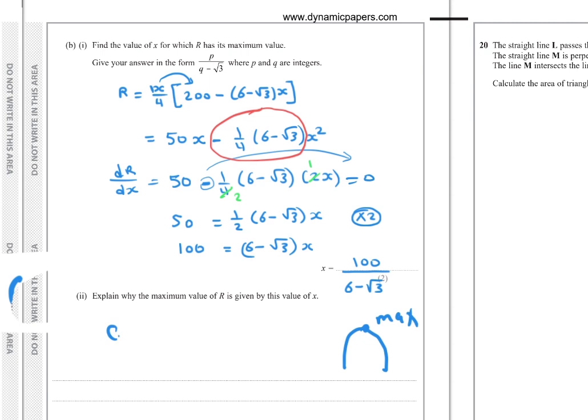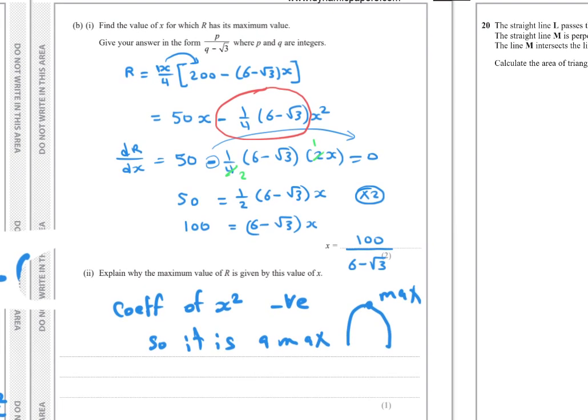So you can say that the coefficient of x squared is negative, so it's a maximum point. Or you can find the second derivative and substitute 100 over (6 minus square root 3), and you get a negative value.